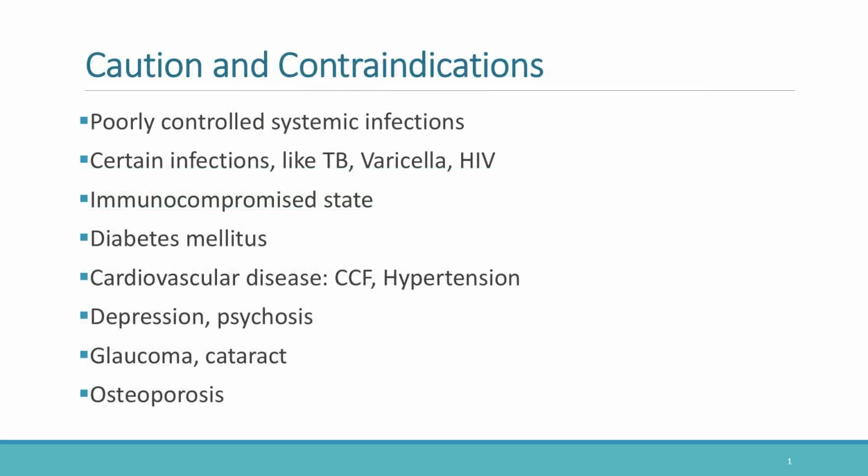Corticosteroids must be used cautiously in infections, diabetes, hypertension, psychosis, glaucoma, cataracts, osteoporosis, and immunocompromised states. Infections such as tuberculosis and varicella may reactivate during immunosuppressive therapy. Therefore, patient selection and monitoring are extremely important.